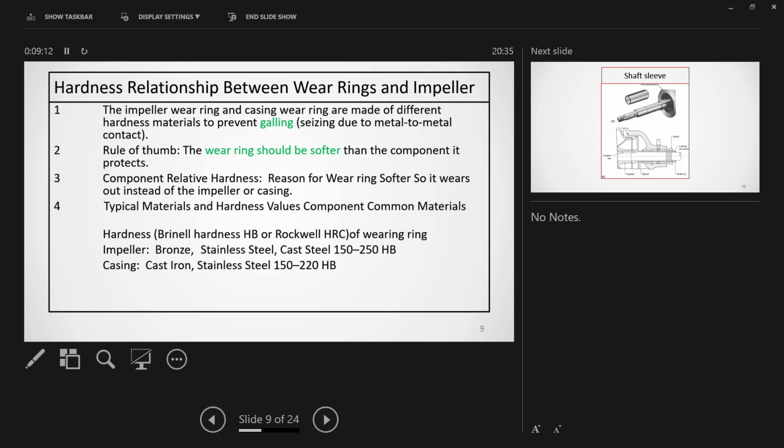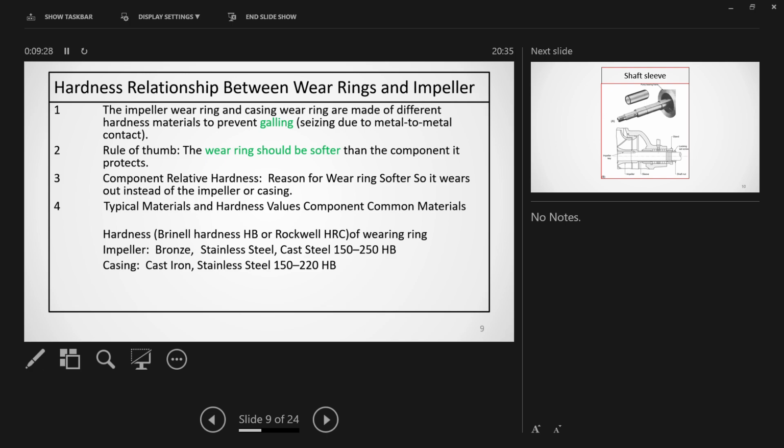Next is, what is the material of the wearing ring? The two materials should be such that, because one will be stationary and another wearing ring will be rotating, the hardness of the materials is chosen in such a way that it prevents galling.